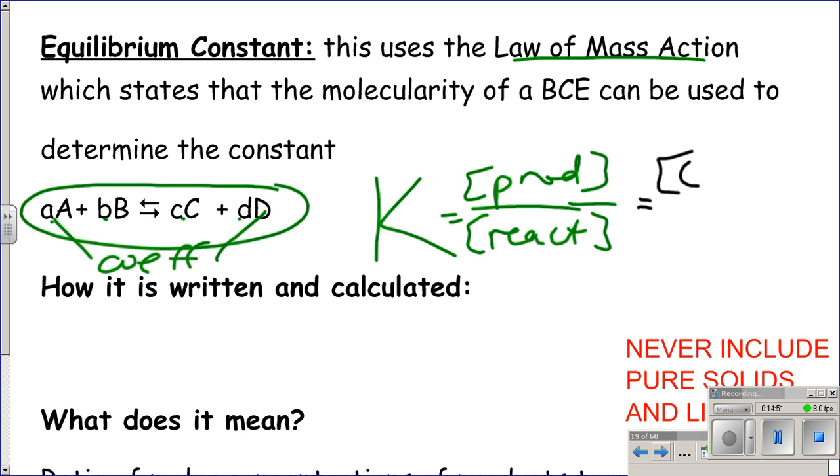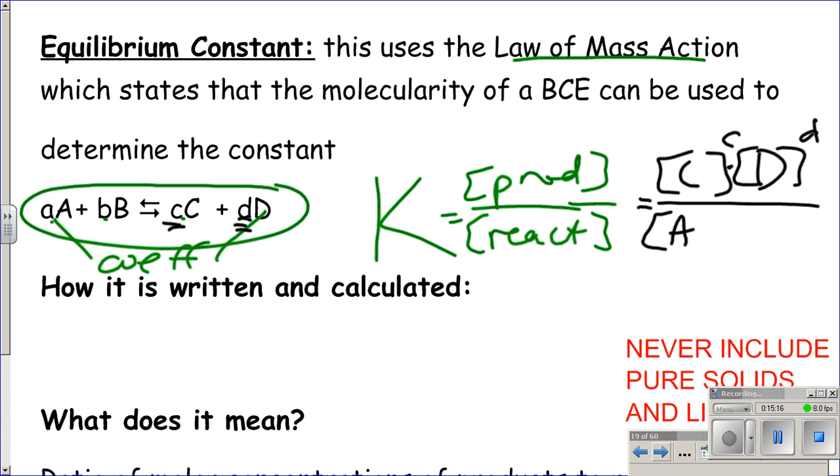You take the concentration of C to the little c power, so you have to use the coefficient as an exponent, and D to the d power, because that's its coefficient. So there are our products. Who are the reactants? You multiply them. Yes, you're multiplying them together, not adding them together. The reactants are A and B, so A to the a power and B to the b power. Whatever the reactants are, you look at their coefficients and turn them into exponents here. So this is how it's always written.